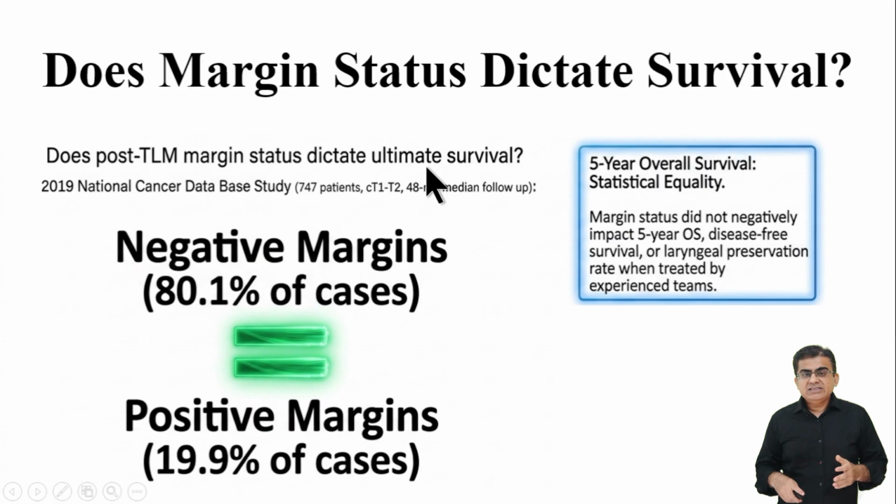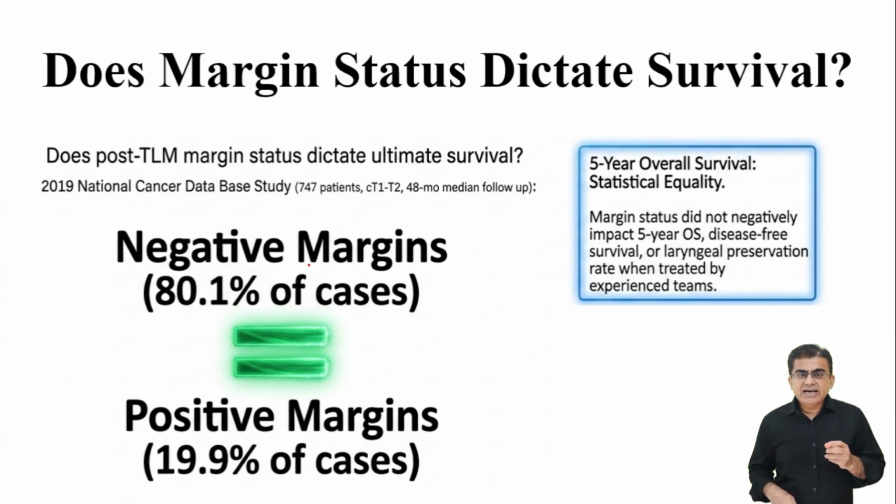This is a very large study from the National Cancer Database published in 2019. It looked at 747 patients treated with laser surgery for early glottic cancer. They found that 80% of these patients had strictly negative margins. 20% of the patients had positive margins.